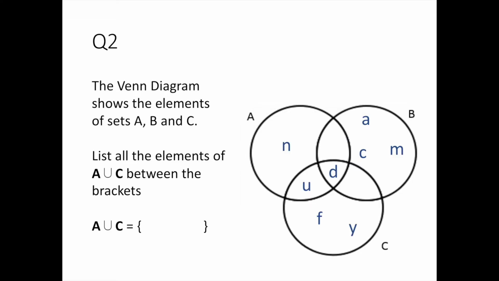Question 2. The Venn diagram shows the elements of sets A, B, and C. List all the elements of A union C between the brackets. You have 1 minute to answer this question.